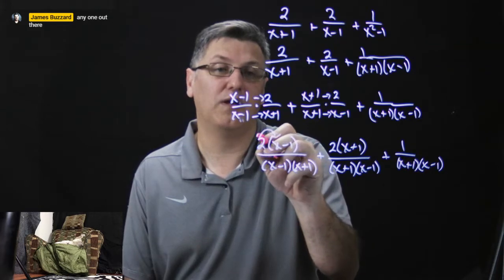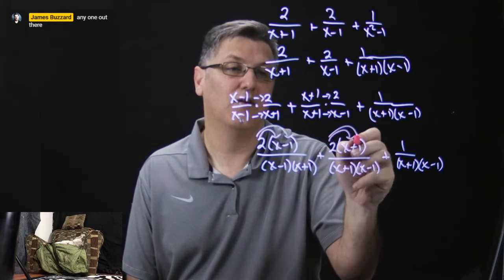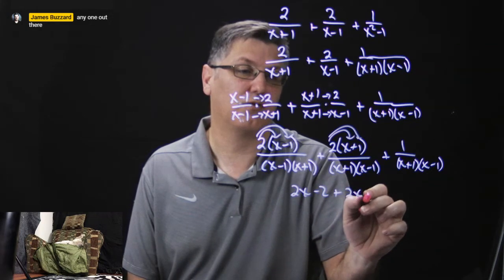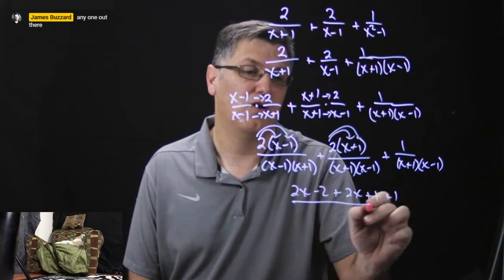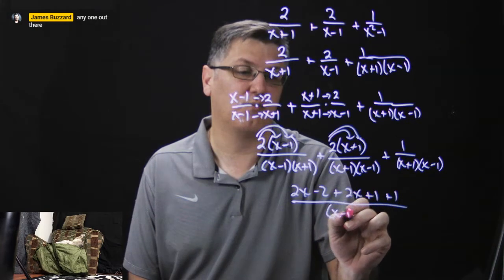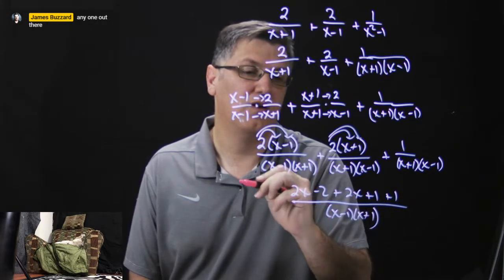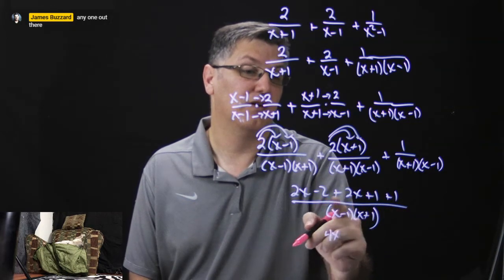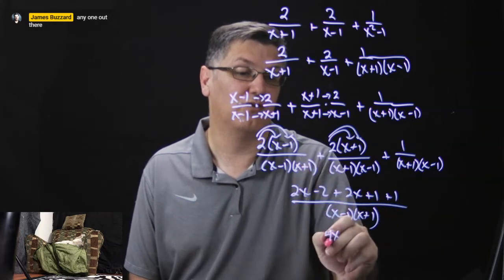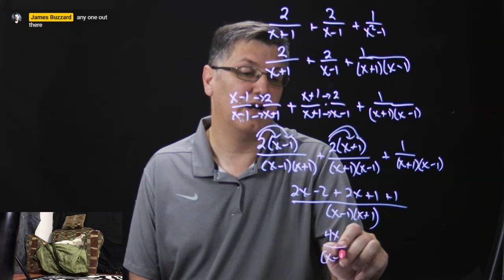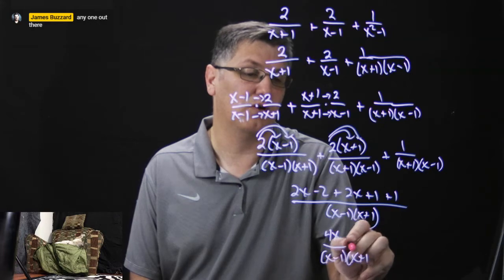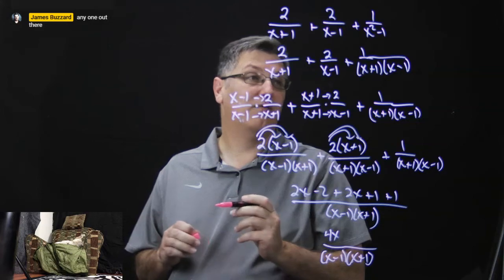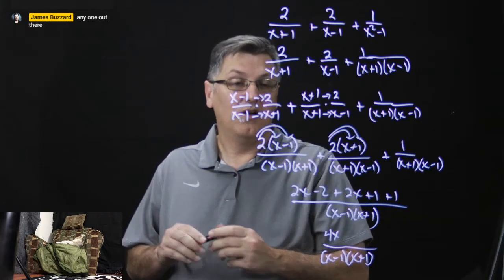So let's do hippity hoppity distributive property. And I'm going to get 2x minus 2 plus 2x plus 2 plus 1 all over my common denominator of x minus 1, x plus 1. Combine like terms, and I have 4x, and that's it. Because I have 2 minus 2 is 0, so that's 4x over x minus 1, x plus 1. And you're done. Not terribly bad. Not terribly bad. All right.